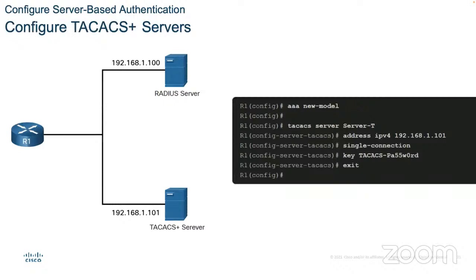Here's what it takes to configure for Cisco's protocol. We have a new model. We add the server and its address. We can use single connection to enhance TCP performance. If you have multiple, then you can add more under the server name command. And then the key that will be used to communicate between the two.